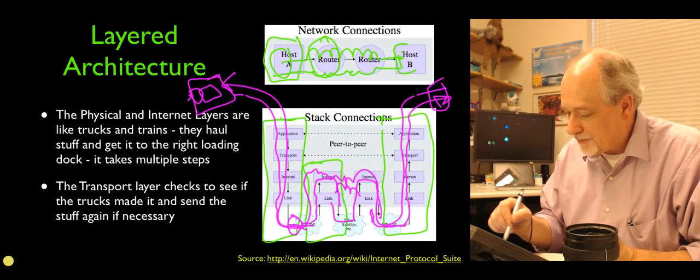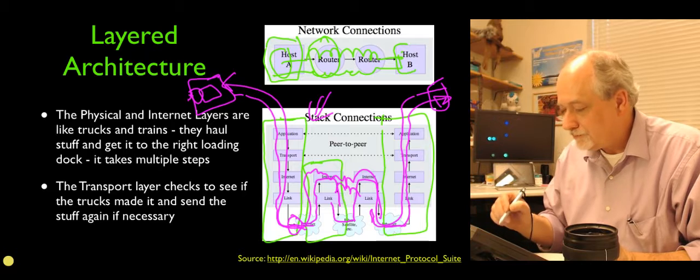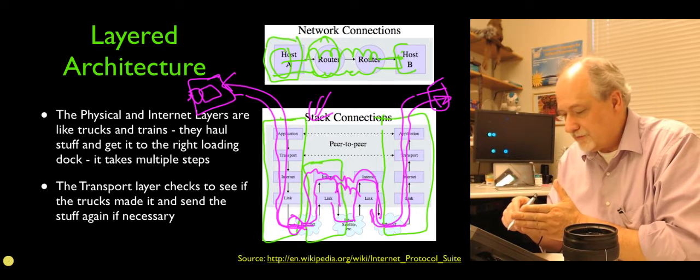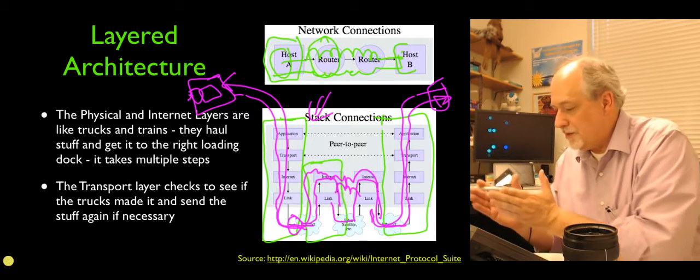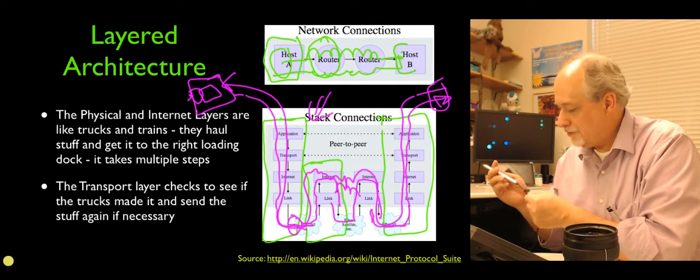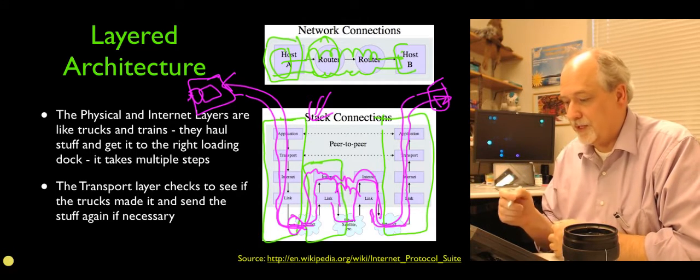So as we look at this picture over here, this left column is the host you're coming from, the right column is the host you're going to, and the routers are these things in the middle. Okay?